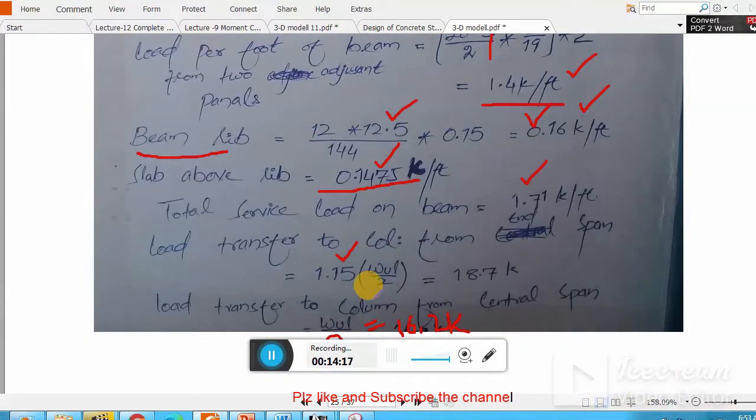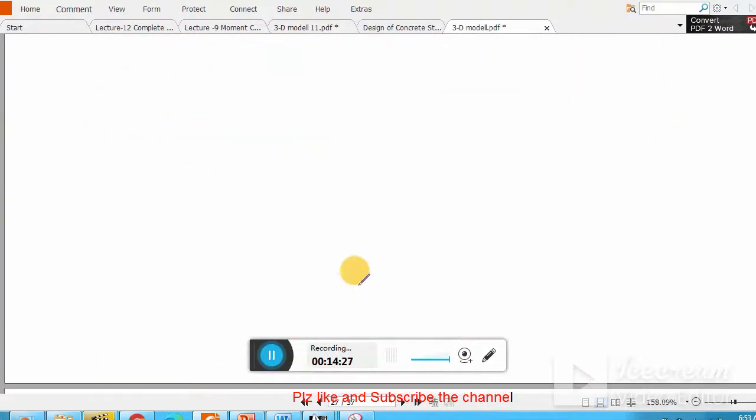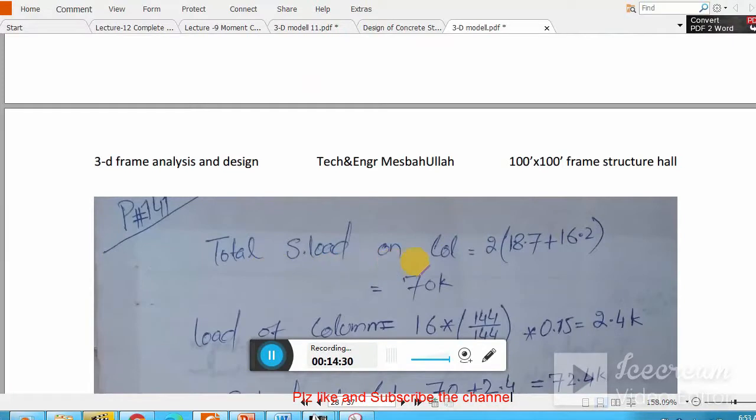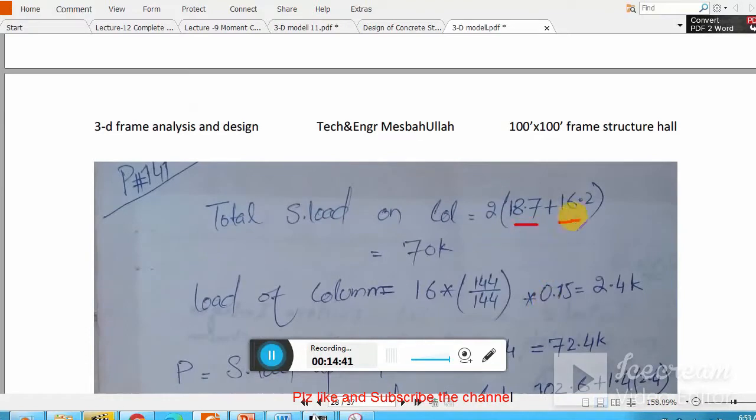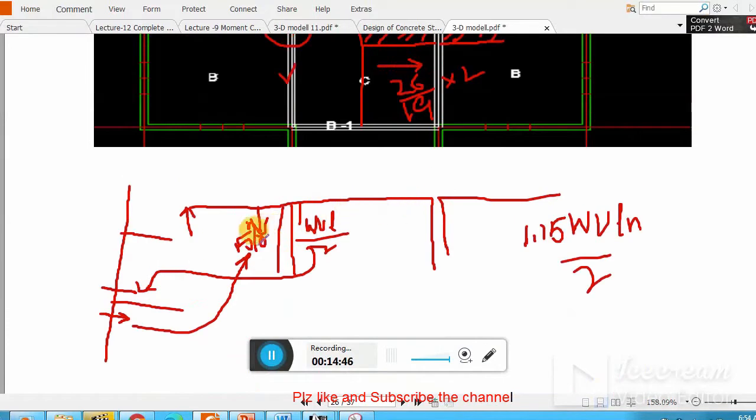One side you have 15% more, the other side you have just this 16.2 k, and similarly you have 4 sides, so that's why you have to account for 4 sides in the calculation. Clear? Now you see the total service load on the column. 18.7 is 15% more, and that is the normal one. You just find out for 2 sides, and for the other 2 sides you just need to multiply by 2. The same case is here. You just add these 2 and multiply by 2, because the beam is on that side as well.